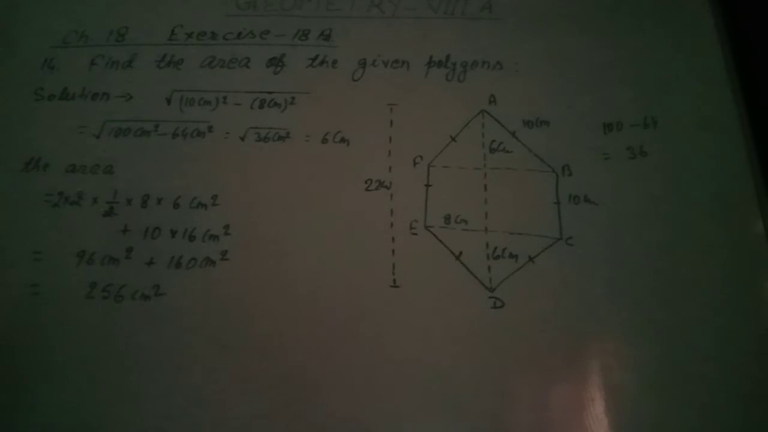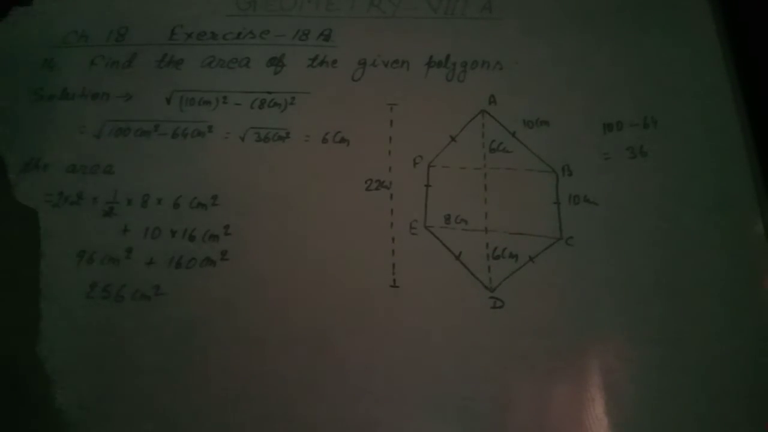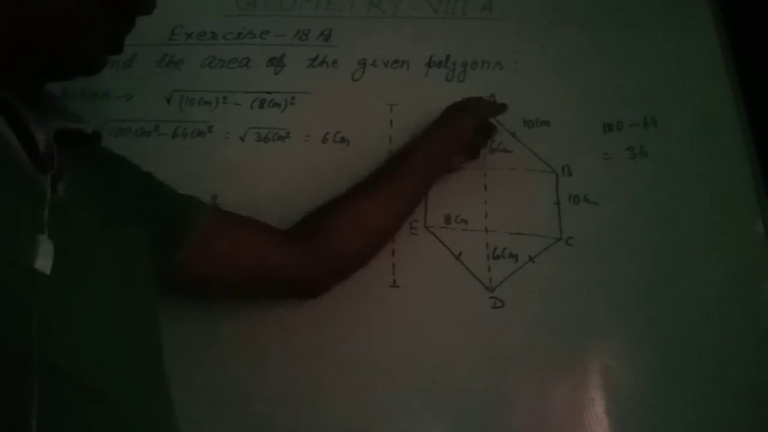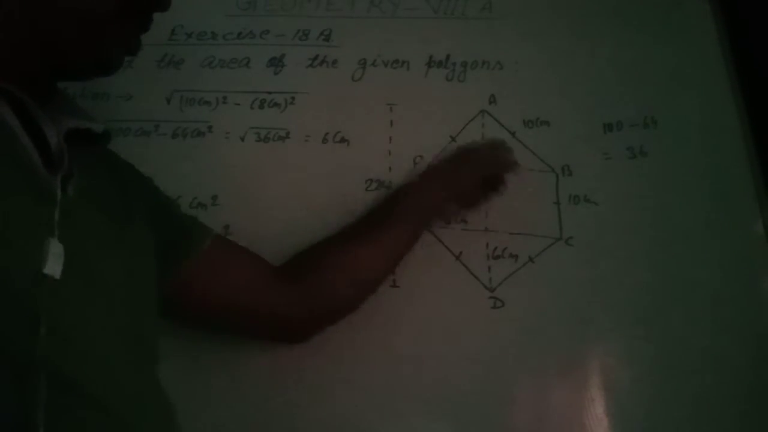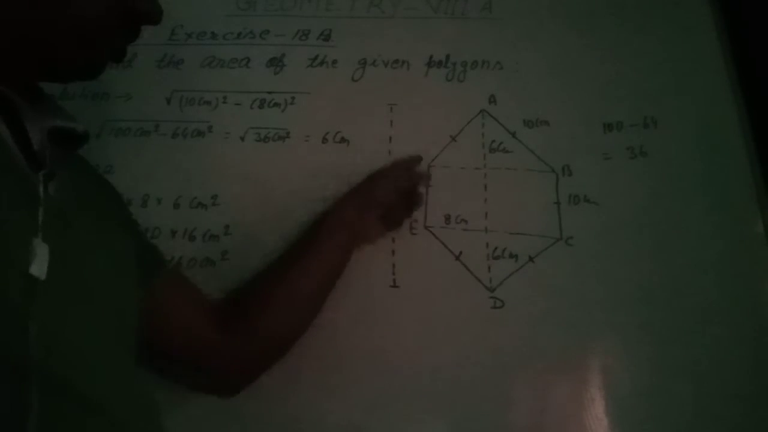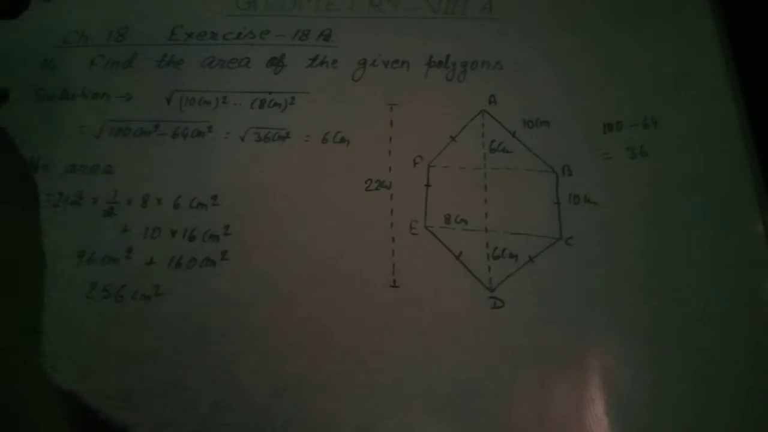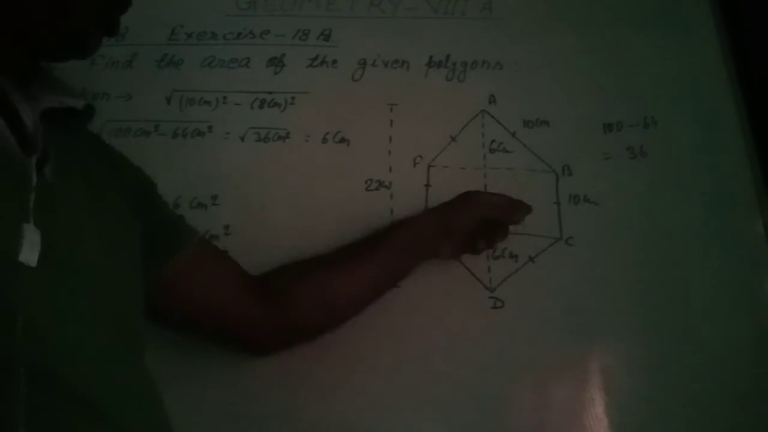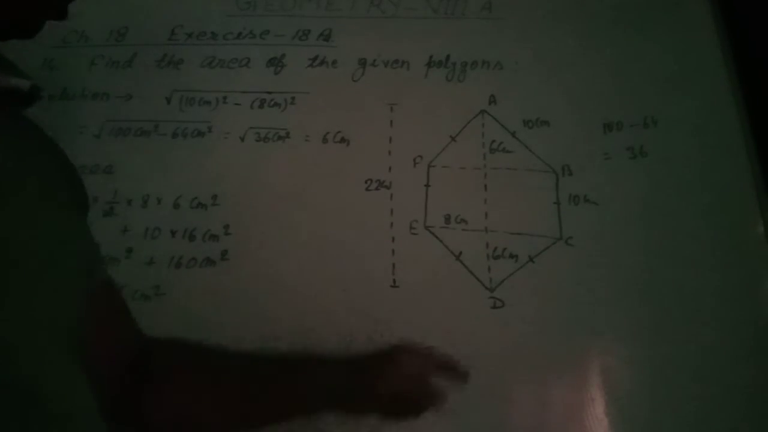In question number 14, the last figure is this polygon. The measurements are given. These single dots are showing that all these sides are equal. AB equal to AF equal to BC equal to EF equal to ED equal to CD. So this is 10 centimeter. So this will also be 10 centimeter. Here is also 10 centimeter.